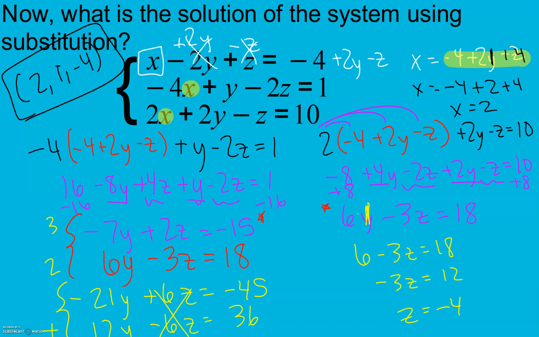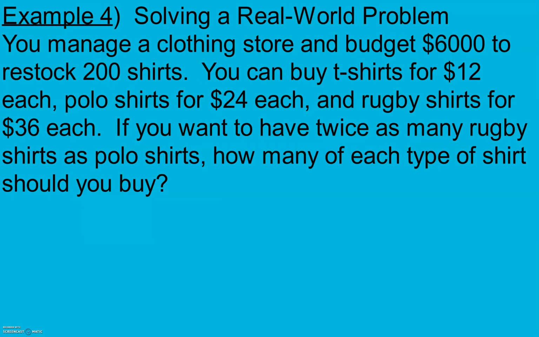Here we're going to solve a real-world problem. You manage a clothing store and budget $6,000 to restock 200 shirts. You can buy t-shirts for $12 each, polo shirts for $24 each, and rugby shirts for $36 each. We want to have twice as many rugby shirts as polo shirts. How many of each type of shirt can you buy?